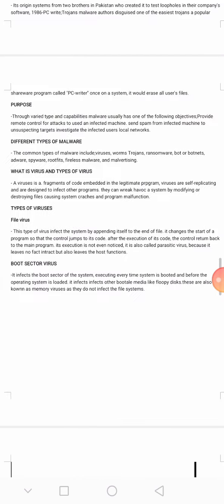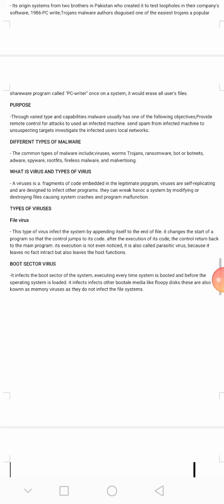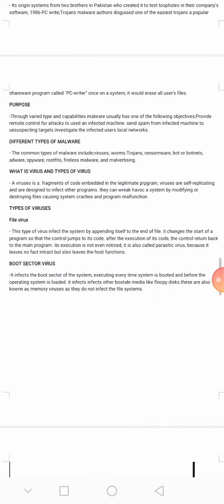Types of viruses. File virus. This type of virus infects the system by appending itself to the end of a file. It changes the start of a program so that the control jumps to its code. After the execution of its code, the control returns back to the program. Its execution is not even noticed. It is also called a parasitic virus because it leaves no file untouched but also leaves the host functional.